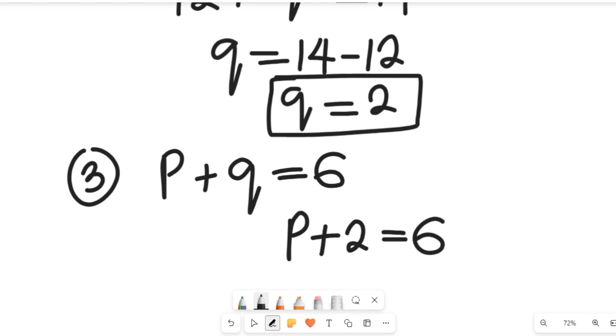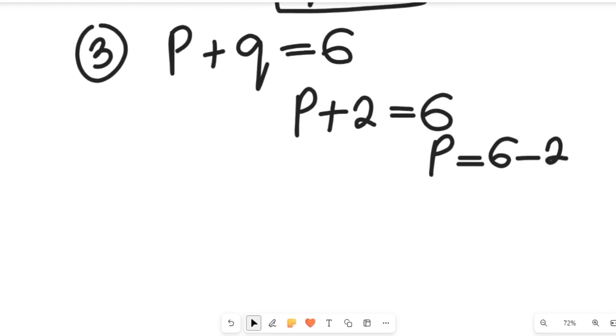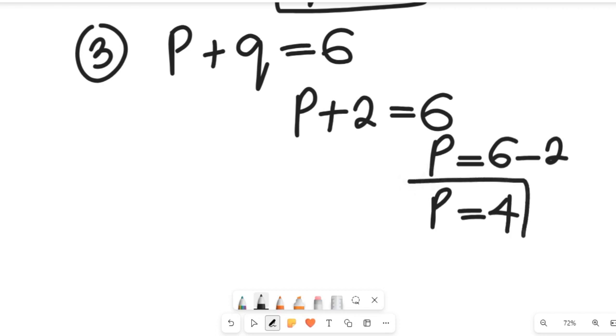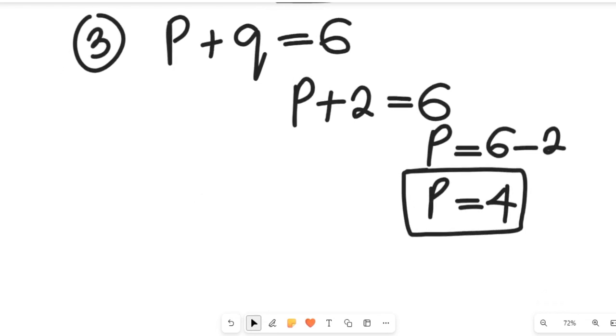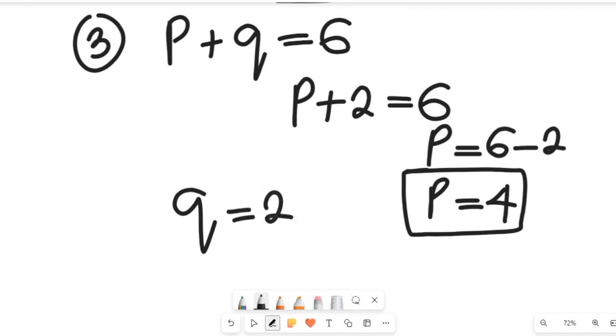And what do we have here? If we subtract 2 from both sides, P will be equal to 6 minus 2, and then the value of P will be equal to 4. So what have we gotten? We've gotten P to be equal to 4, and Q to be equal to 2.